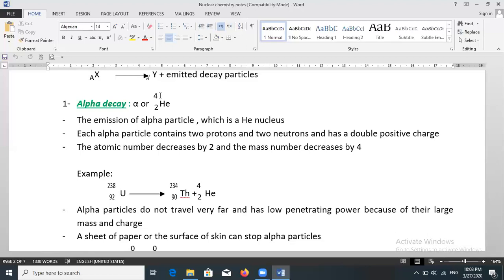The mass, of course: when something has high mass, it cannot penetrate easily. And when something has charge, it can be disturbed by anything on its way. For example, when the positive charge meets a negative charge on its way, it gets attracted to it. When it meets a positive charge, it begins to repel. All of these factors make the radiation have low penetrating power. It cannot go far.